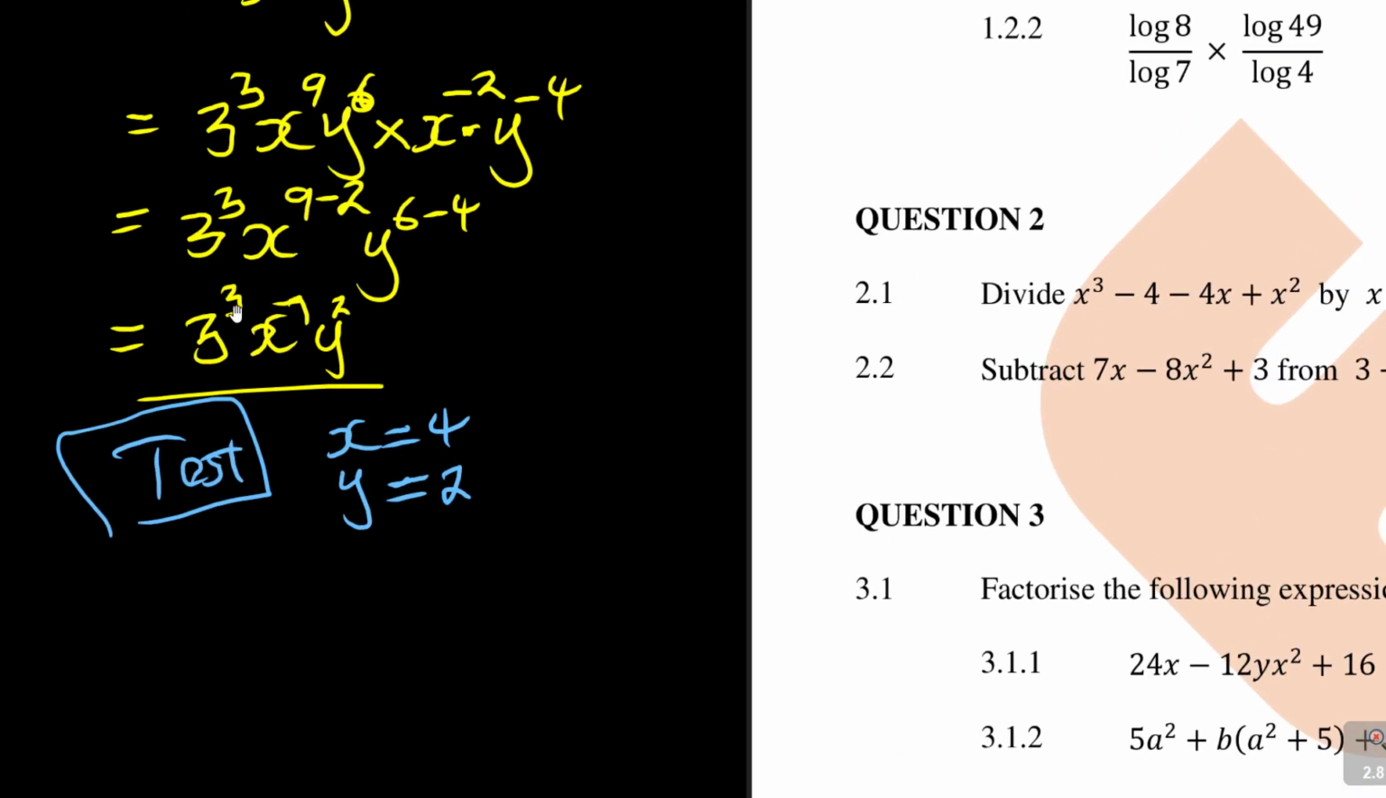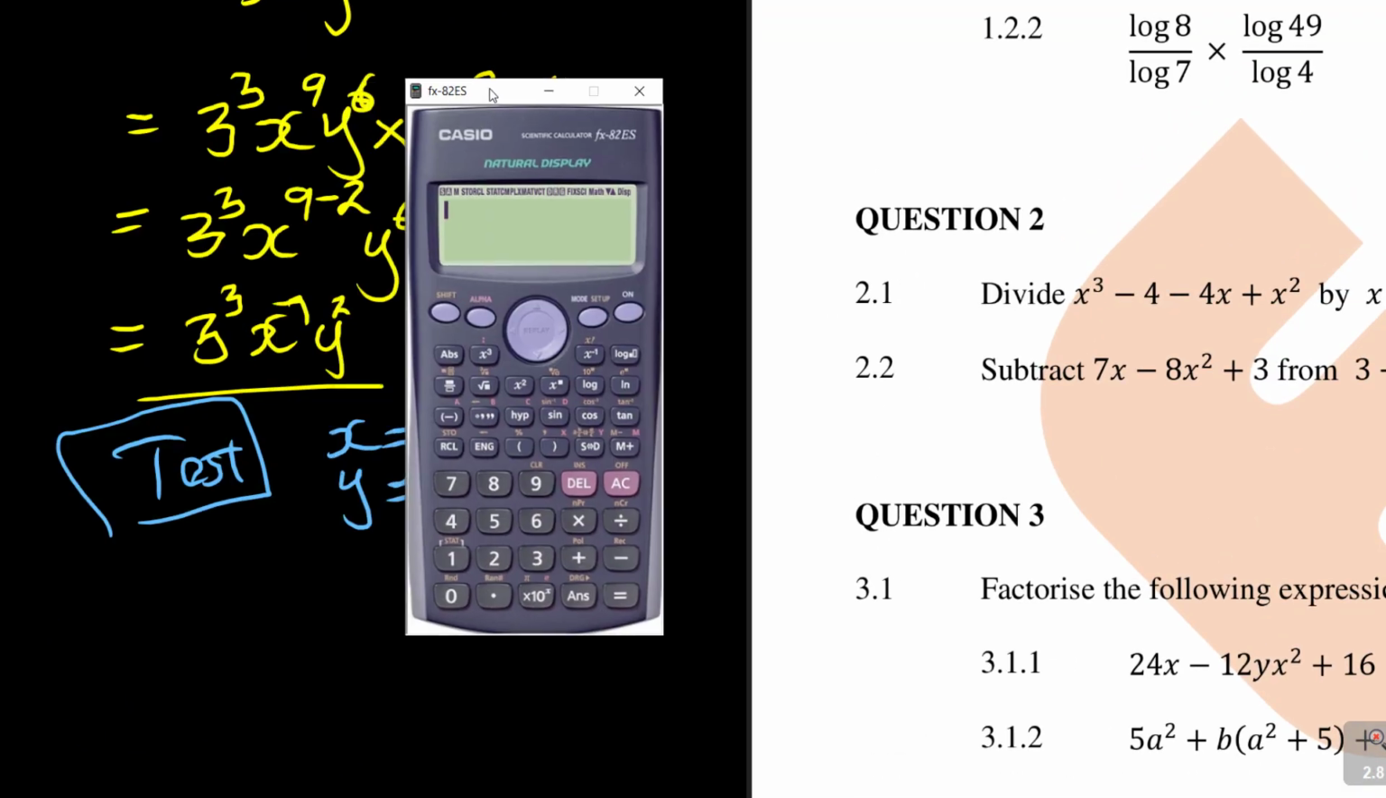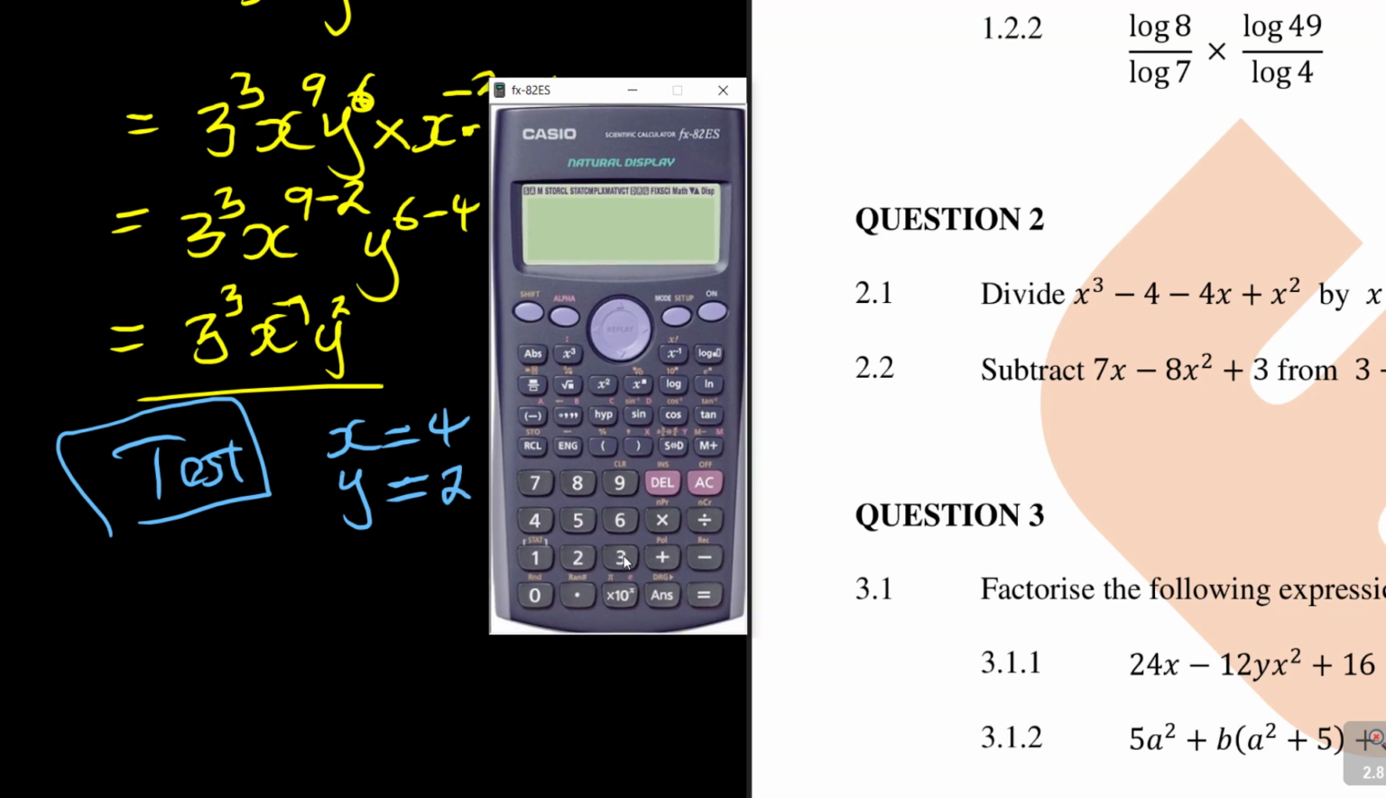So now I do the same thing here and say my x is, so I got 3 to the power of 3. That's what we said, times x, you say it is 4 to the power of 7, right? Times y, we say it is 2 squared. There, look at that number now.